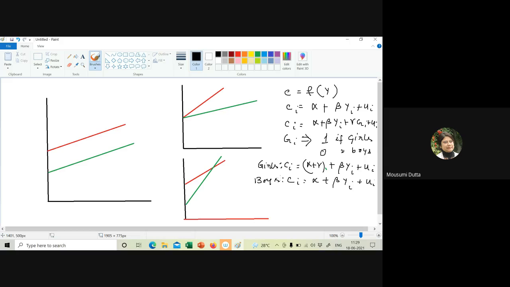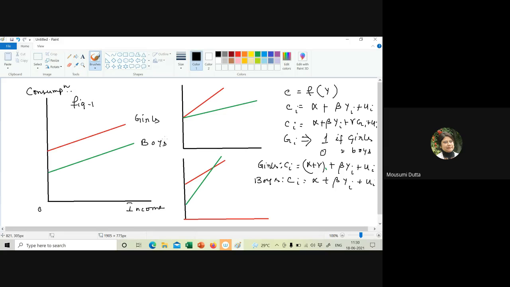If both alpha and gamma are positive, the red line, suppose in figure 1, this is consumption. This is for girls. And this is for boys. Now, alpha may be positive, gamma may be negative. Then the green line will be for the girls, red line will be for the boys. So it will depend on the values and the signs of alpha and gamma.